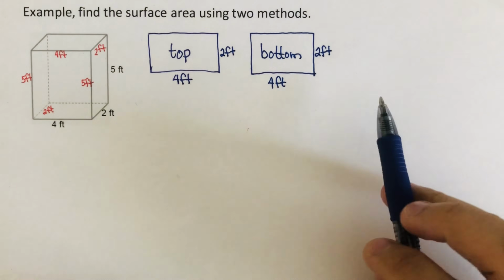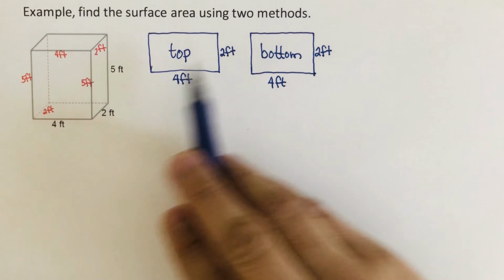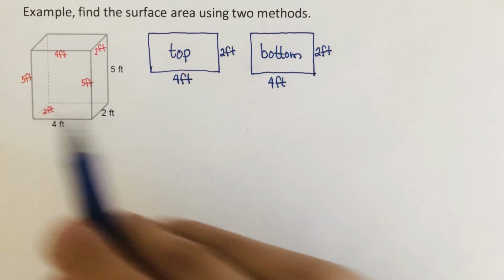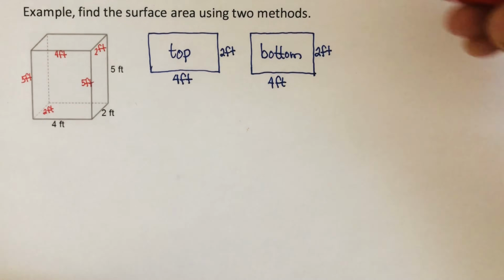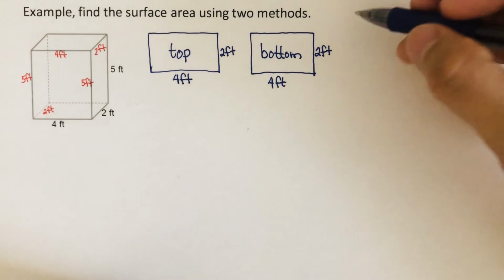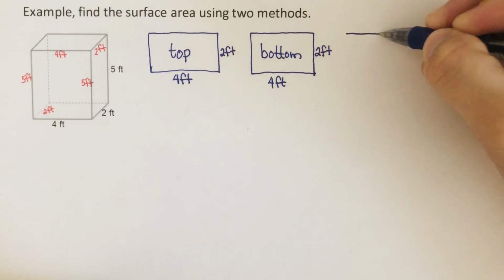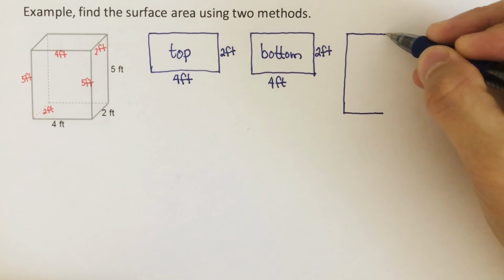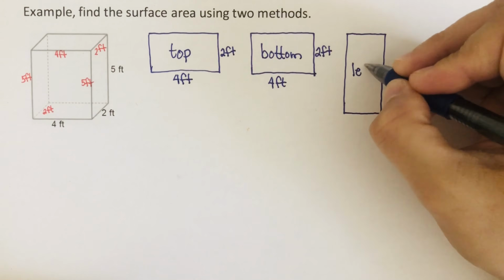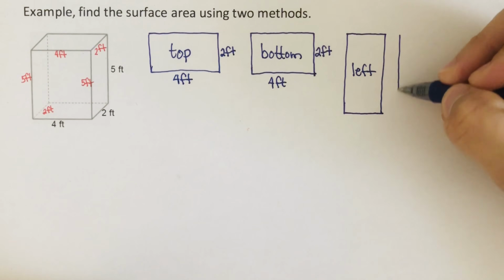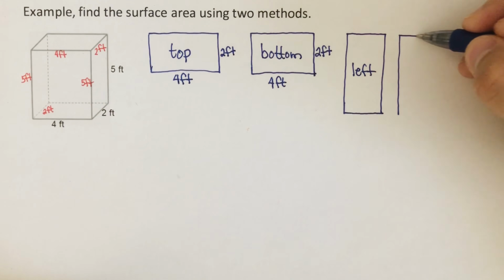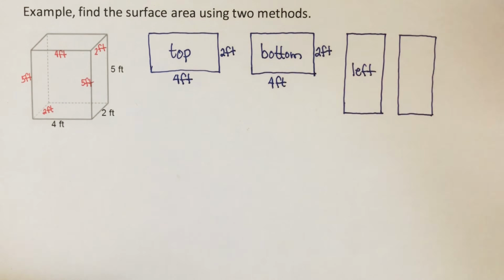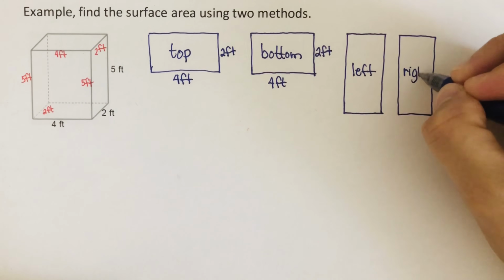And then I am going to draw the left and right. I'm done with the top and bottom. We are going to do the left and right, starting with the left first. For the left side, I'm going to draw another rectangle here. This will represent the left, so I'm going to label this as left. And this other one right here is also of the same shape, as the left and right would be the same. So this would be the right.